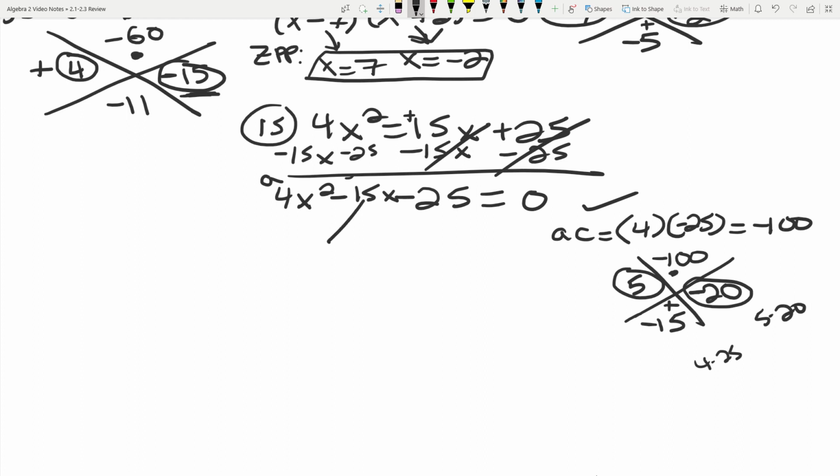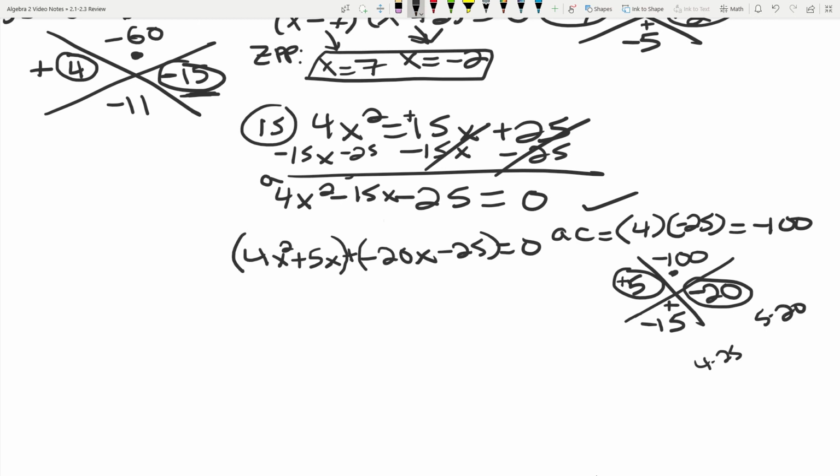Next, you're going to split that middle term into those two terms, positive 5x, negative 20x. Those are the two numbers that we just found in the puzzle. Bring down everything else, minus 25 equals 0. Bring down the 4x squared. All right, so now we can put parentheses around our two pairs, put a plus sign here, and then put parentheses around the other pair.